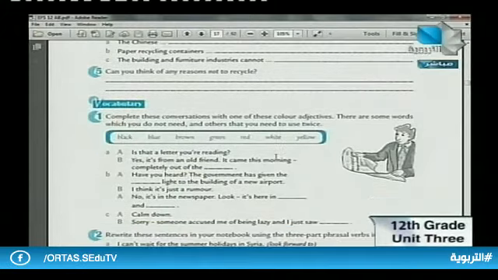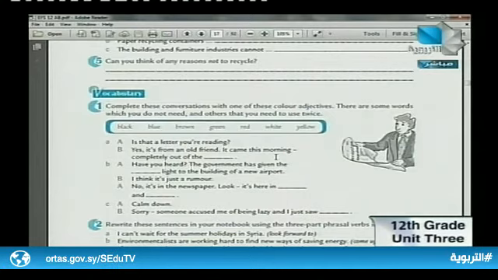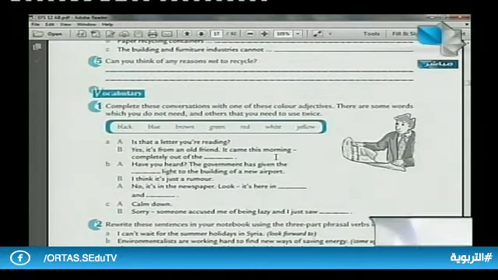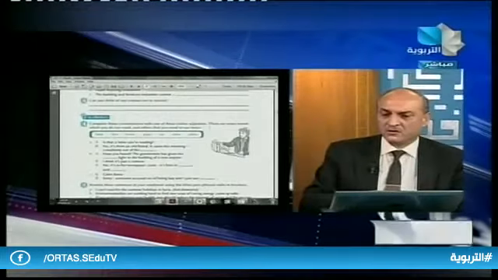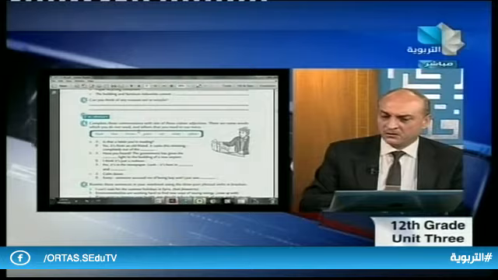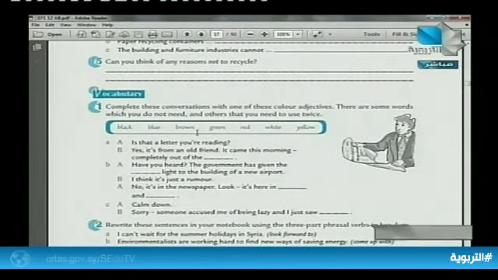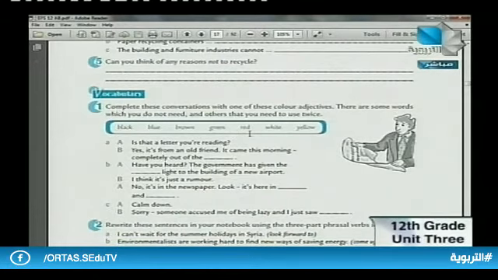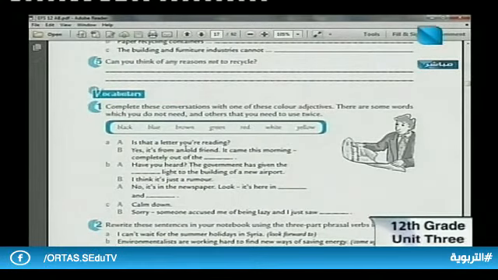Thank you very much. Now we have a nice exercise, a very important one, which is about color idioms and how they are used. It's exercise 1, vocabulary. Complete these conversations with one of these color adjectives. There are some words maybe which you do not need, and others that you need to use twice maybe. We have black, blue, brown, green, red, white, and yellow. All these are colors, but maybe some of them are excluded.